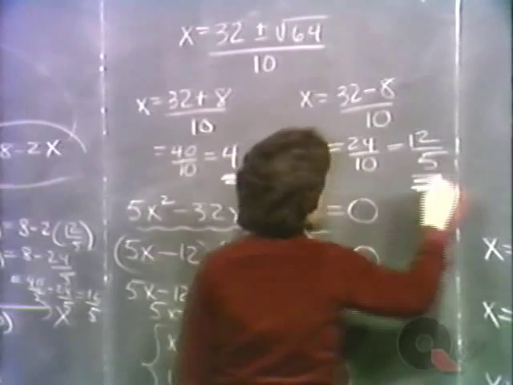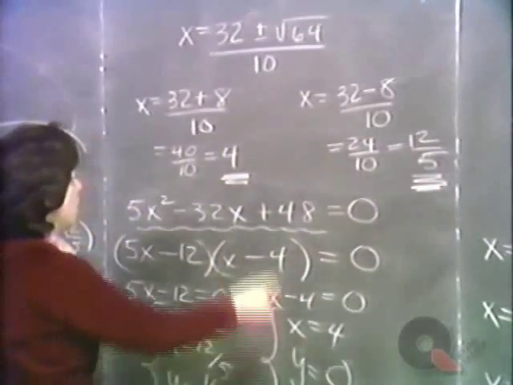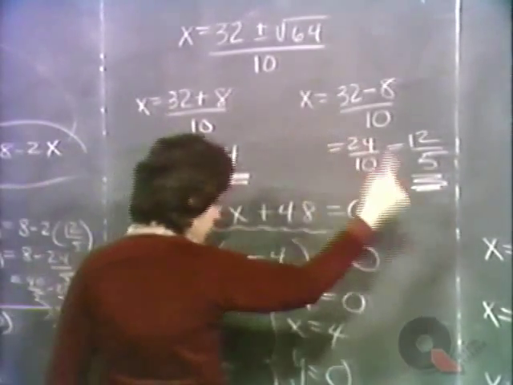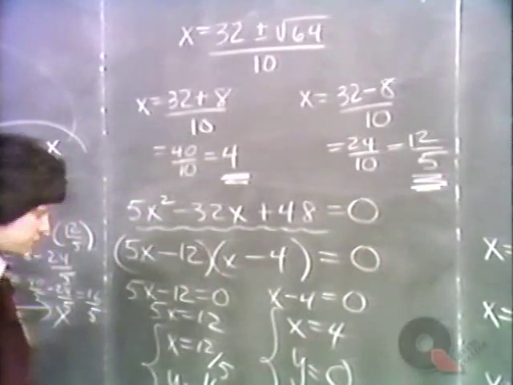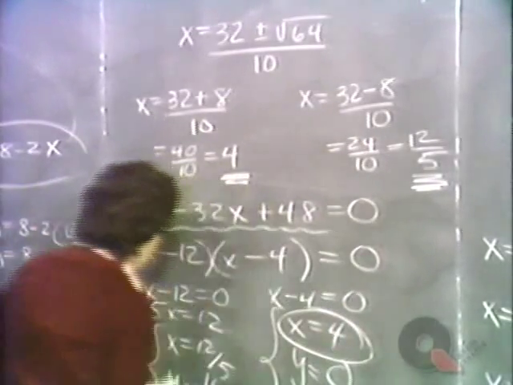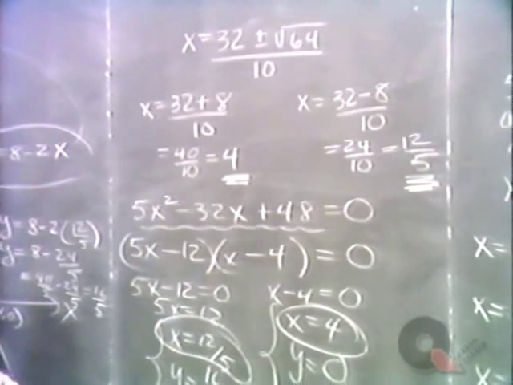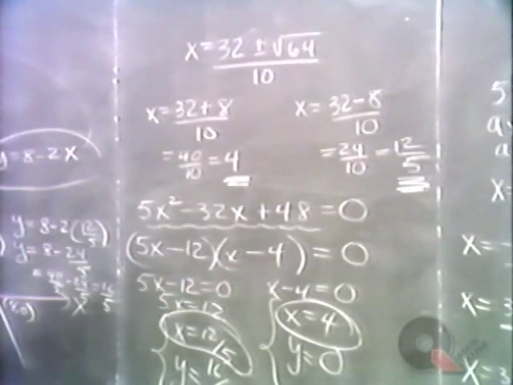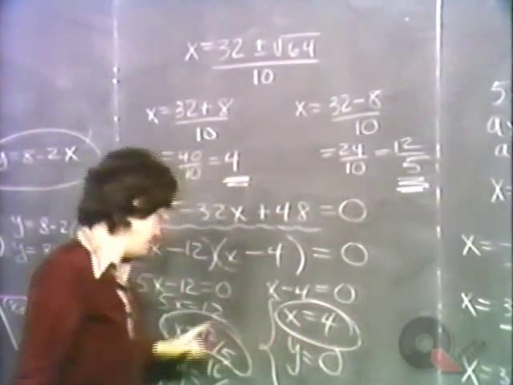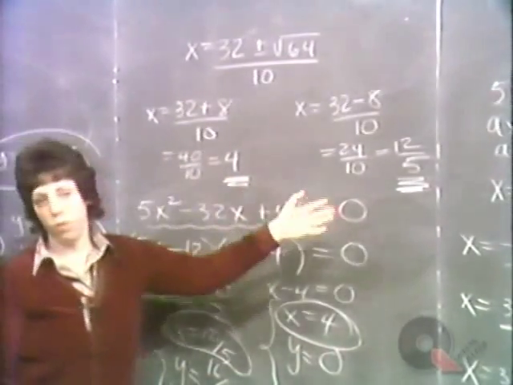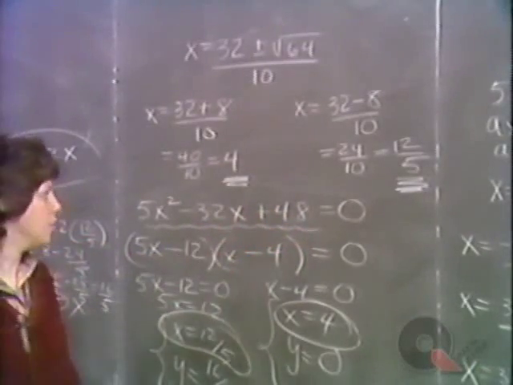And you will notice that we got exactly the same solutions, x equals 4, x equals 12/5, that we got from the method of factoring. So if you can't factor, you can certainly still solve nonlinear systems of equations. Then, of course, you would go on and find the y values that correspond, and you would have the solutions to the system.